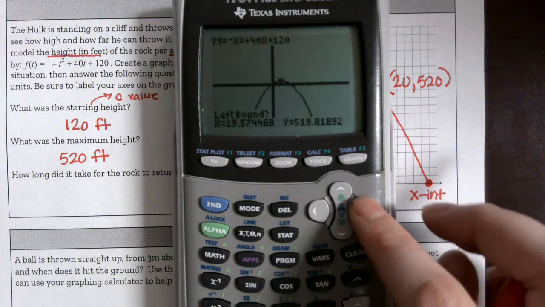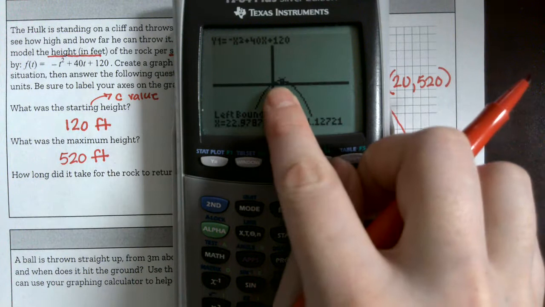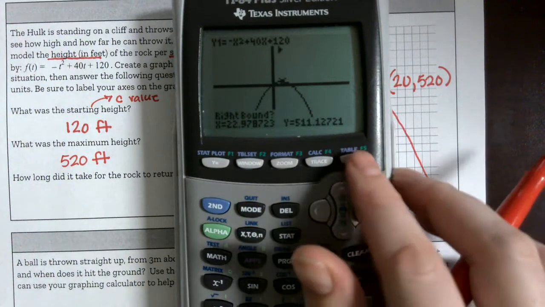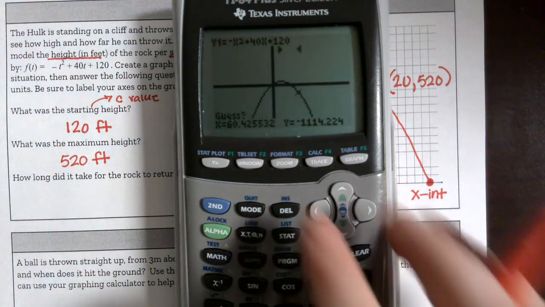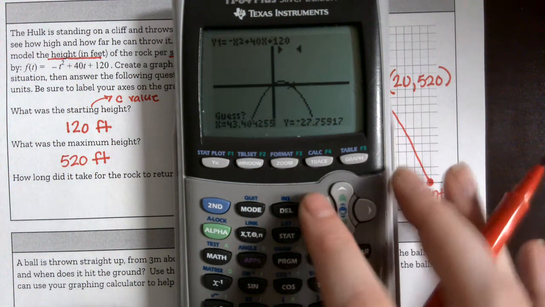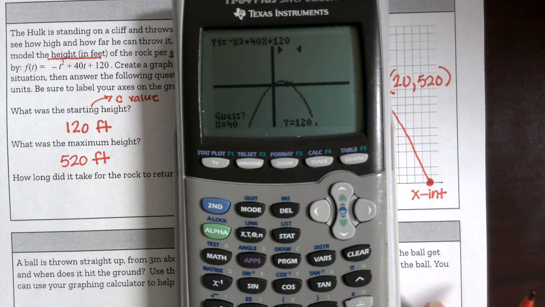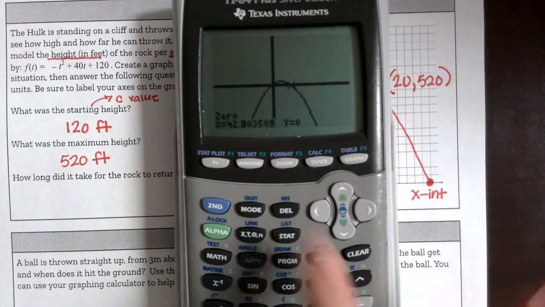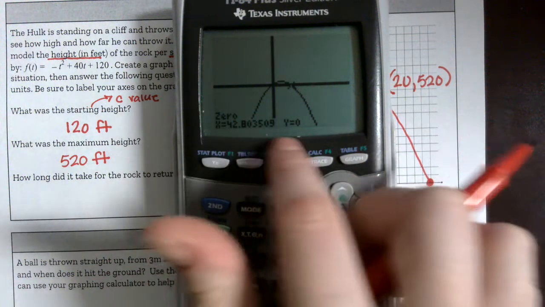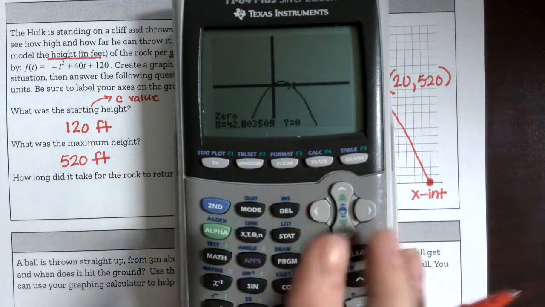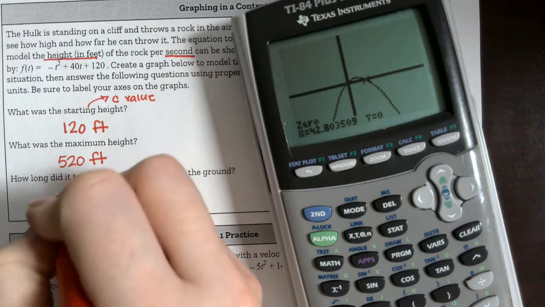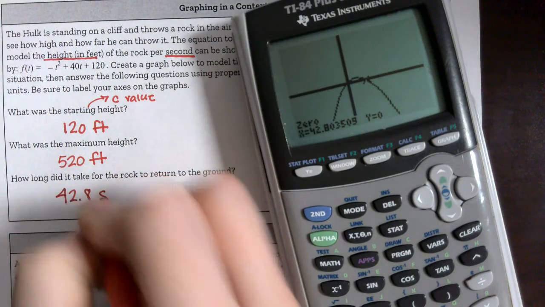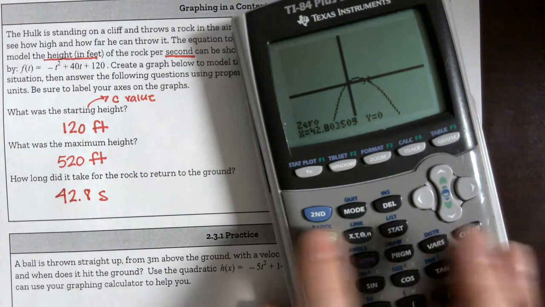And again, it's going to ask me to go to the left, which for me means above. Then go to the right. And then guess where you think it's touching. And so this tells me that my 0 is at 42.8. So essentially what it's saying is it took 42.8 seconds for the rock to return to the ground.